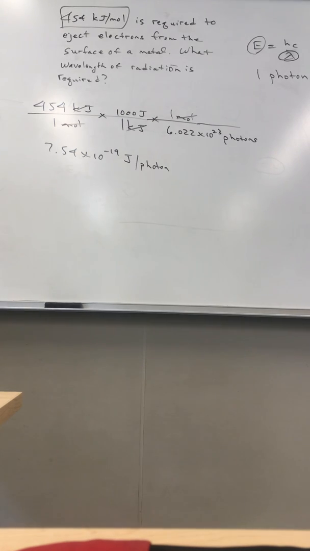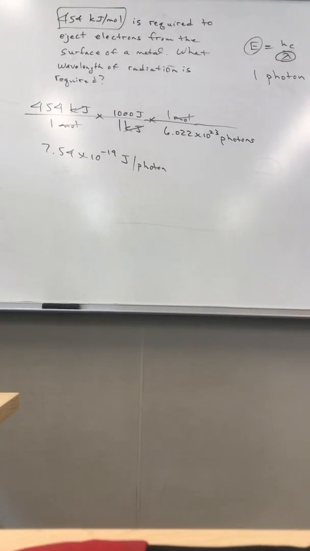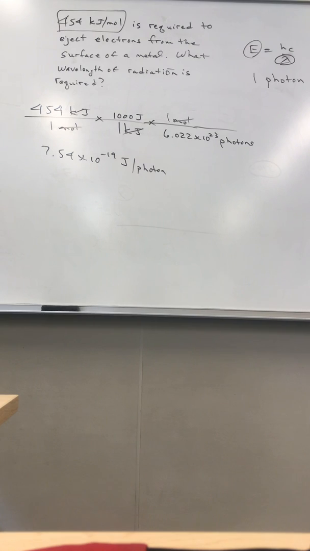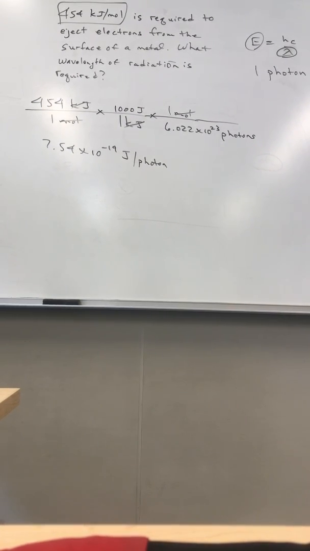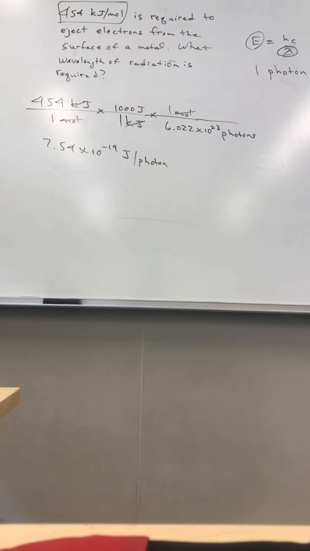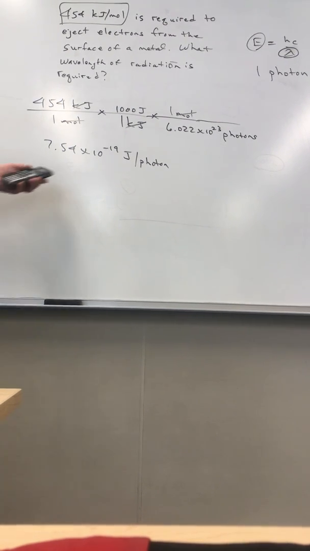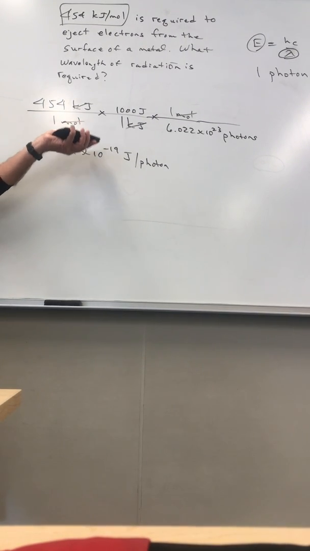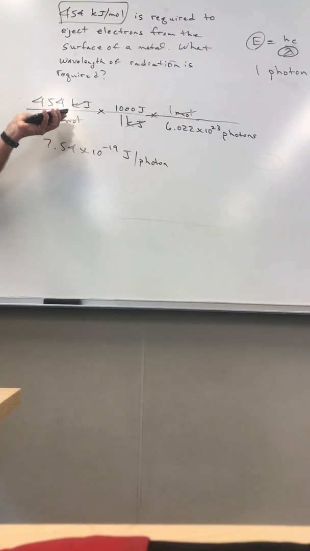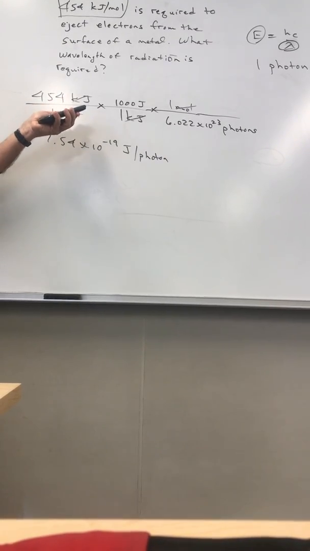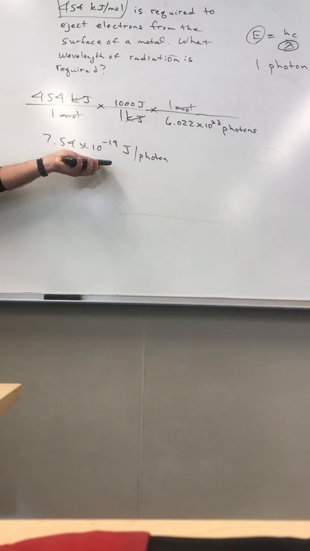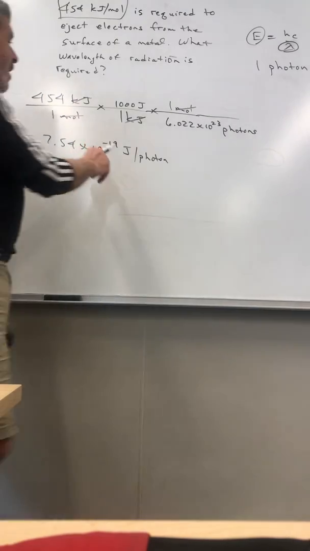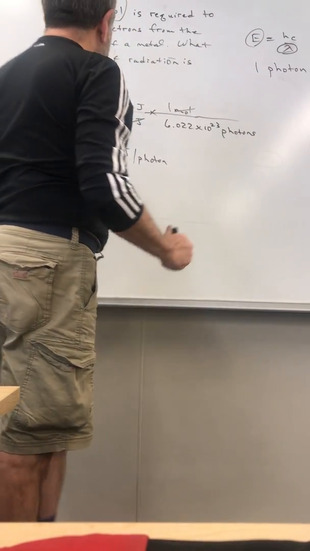Is that right? What even is that? It doesn't look right. What doesn't look right? The J/photon. It is good. So what did we say E was? E usually had an exponent of negative 19. So we're in the right ballpark, right? So let's now put that over here to find the wavelength.